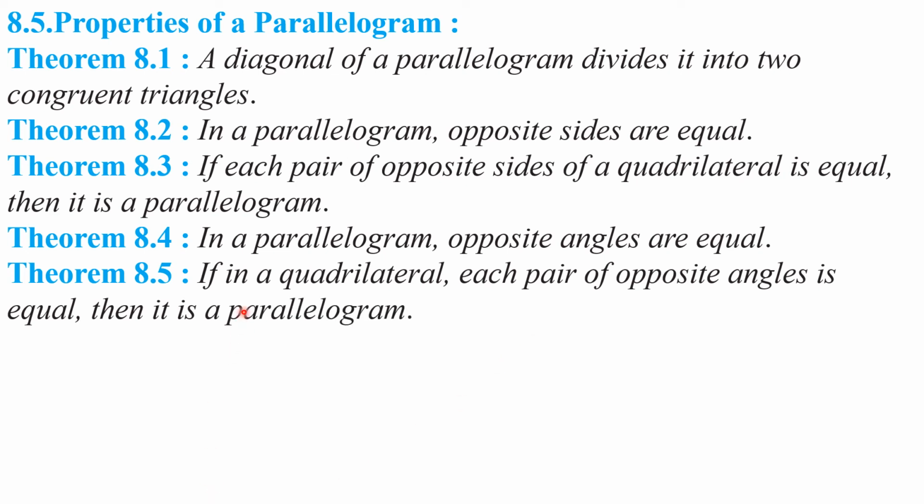Okay, my children, in any quadrilateral, if each pair of opposite angles is equal, then the quadrilateral is called a parallelogram. Okay, my children, right. Now come to the next property of a parallelogram.